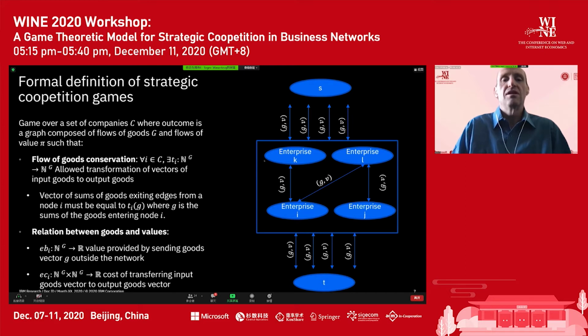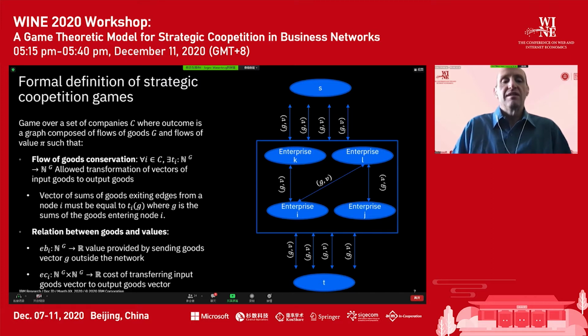So we want to have a flow of goods conservation. That is, at each node, there is some transformation function that defines how input goods are transformed to output goods, and there needs to be this conservation where the flow of output goods is equal to the result of the transformation function applied to the input goods flowing in. So this is one relation, this transformation, and the other is how we define the relation between the goods and the value. So we define two cost functions, or two value functions.